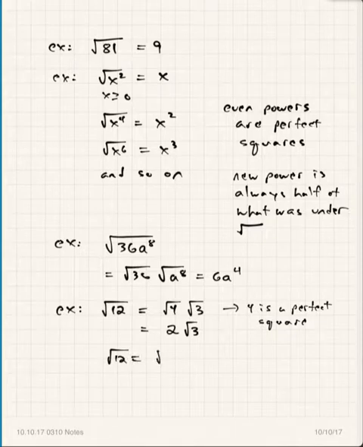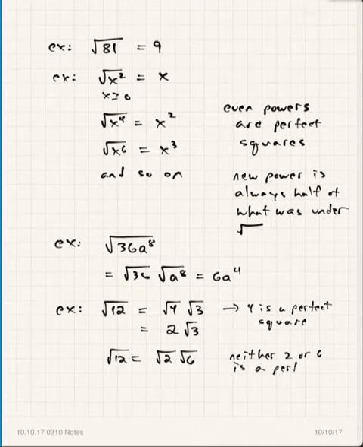If you broke it up as the square root of 2 times the square root of 6, that doesn't do you any good because neither the square root of 2 nor the square root of 6 simplifies. 2 and 6 are not perfect squares, and so that is not a factorization you want to use. Neither 2 nor 6 is a perfect square. So basically, don't use that factorization. Only use the one that has a perfect square in it. All right, and that's going to come up repeatedly through all of these problems.